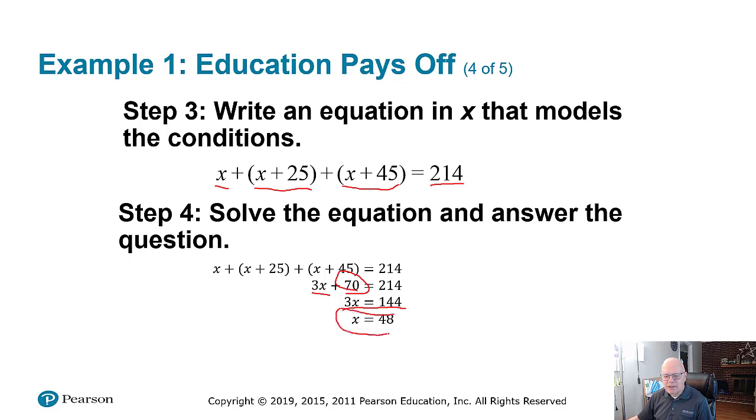Now the importance of this is to go back to how you expressed x. What was x? Because x doesn't mean a thing without the context. What does x represent? First of all, it represents money in thousands of dollars. It's the average yearly salary of a person with an associate's degree, and that's $48,000. Don't forget the units, don't forget the thousands.